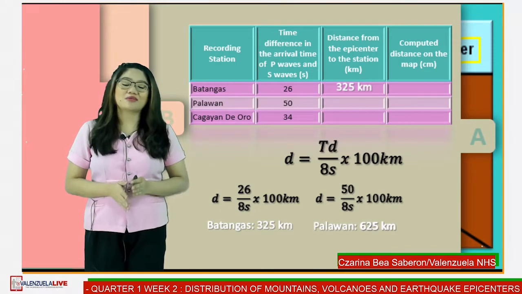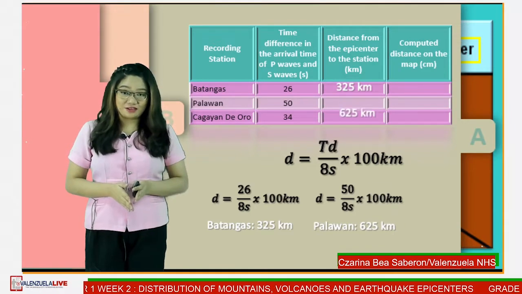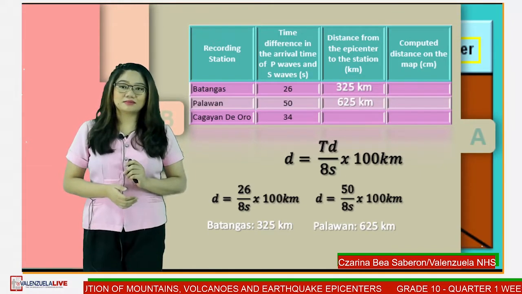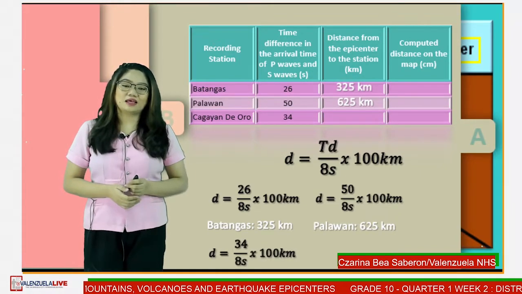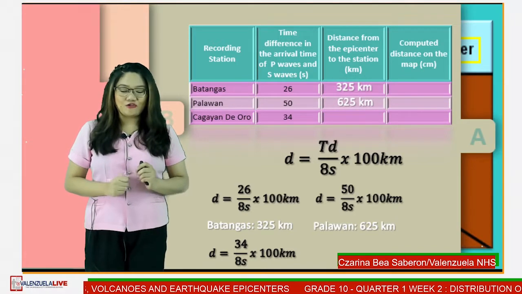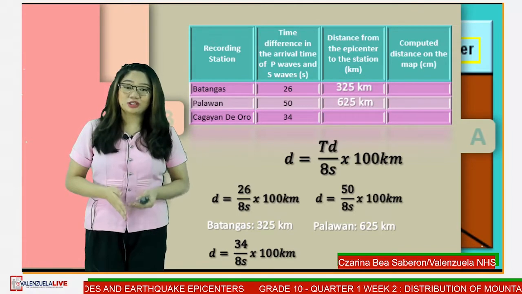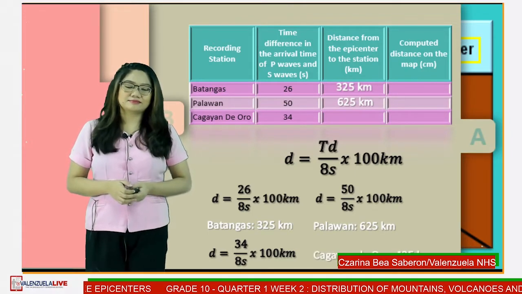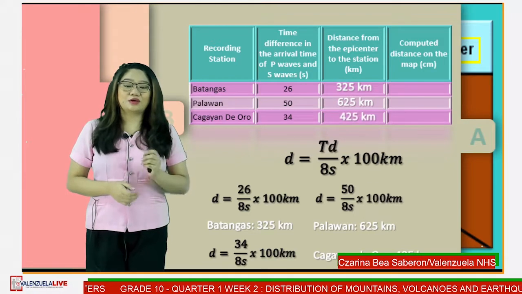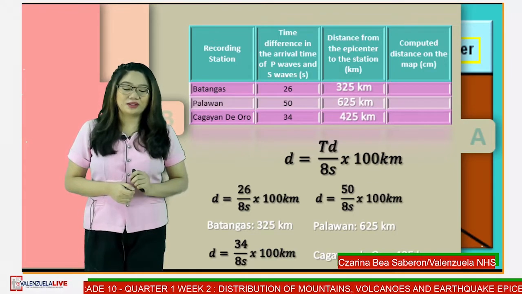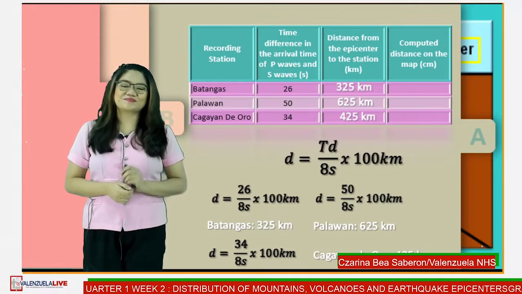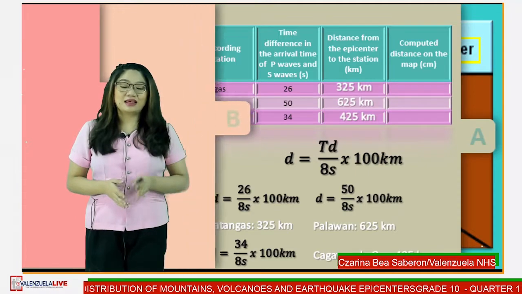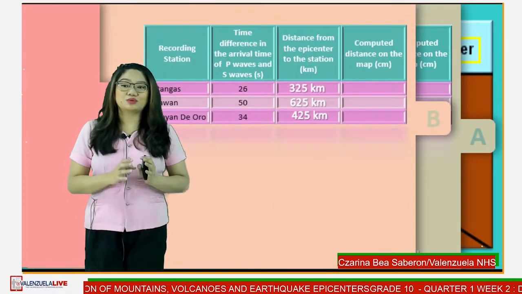All right, good job. That will give us 625 kilometers. All right, for the last one, which is Cagayan de Oro, the distance is equal to 34 seconds over 8 seconds times 100 kilometers. And that will give us a value of 425 kilometers.